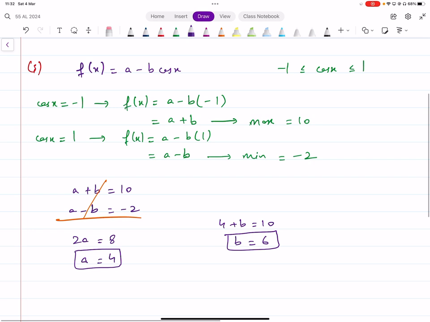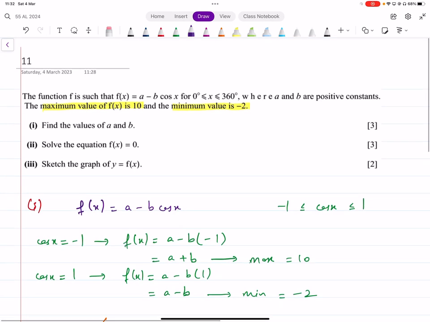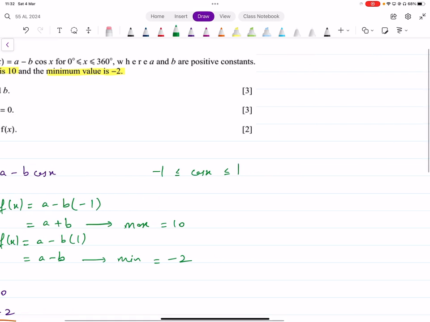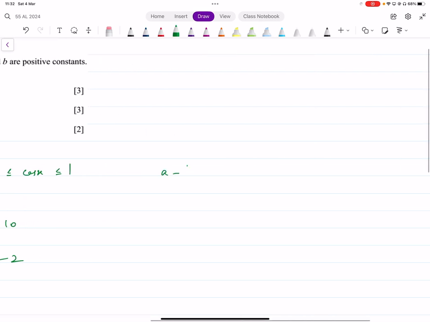So can we do this directly? We could do this directly using transformations. How would we think about it using transformations? It's a minus b cos x.